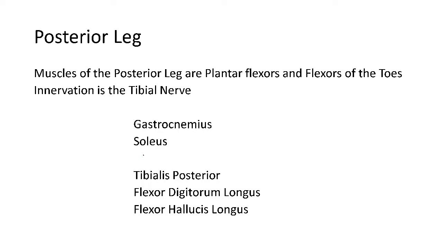So let's look at the posterior leg first. We have plantar flexors and flexors of the toe. Everything's about the tibial nerve. We have gastrocnemius and soleus. Now these were sometimes in your textbook called triceps surae. You do not have to know that name, but sometimes it helps to know that name if you are trying to reference material.